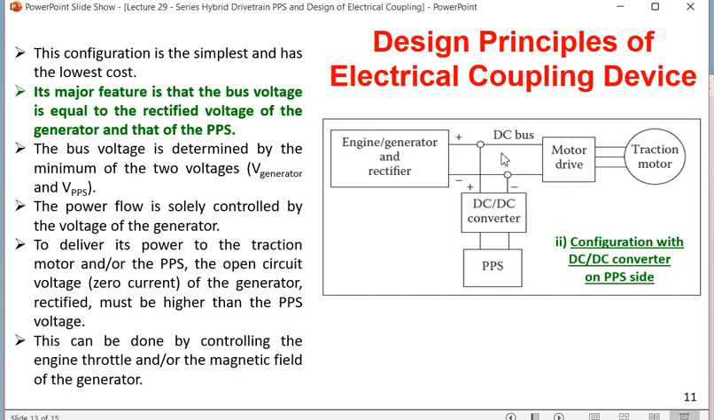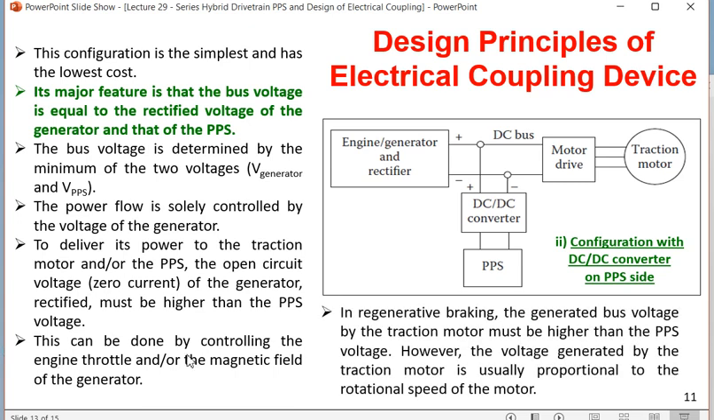To deliver its power to the traction motor and/or to the PPS, the open circuit voltage or zero current voltage of the generator rectified must be higher than the PPS voltage. So these are some of the conditions which apply. This can be done by controlling the engine throttle or the magnetic field of the generator.